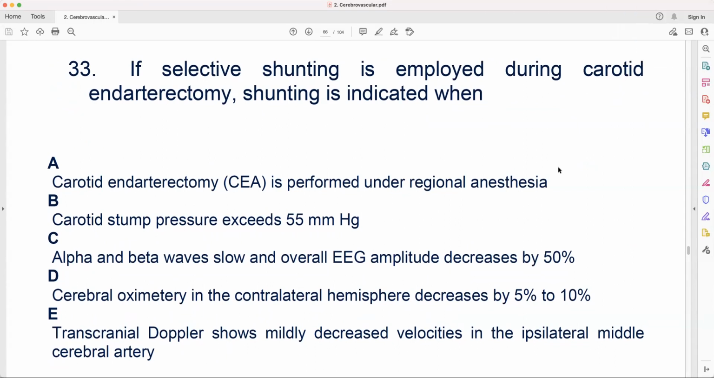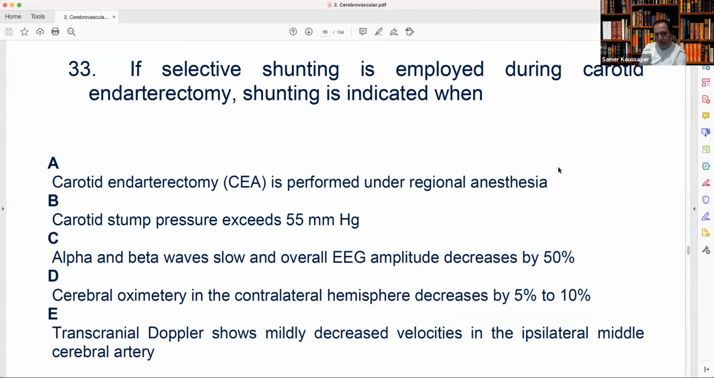If selective shunting is employed during carotid endarterectomy, shunting is indicated when? With the carotid, shunting is a very controversial issue. Some people don't shunt. Some people shunt all the time. Some people do selective shunting. The incidence of stroke is all the same. It's no different. That is why we don't have a consensus on what to do.